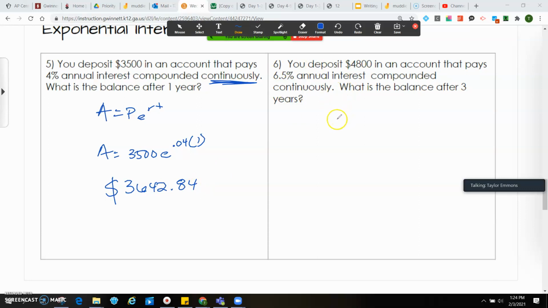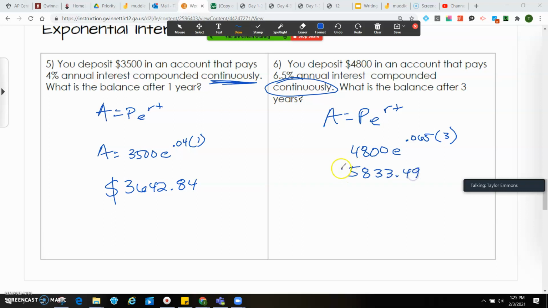On number 6, the same thing's going to happen. You're still going to use that A equals Pe to the rt, and notice how it says continuously. So I'm going to get 4,800 e to the 0.065 times 3. And I'm going to go into my handy dandy calculator, and I'm going to get $5,833.49.